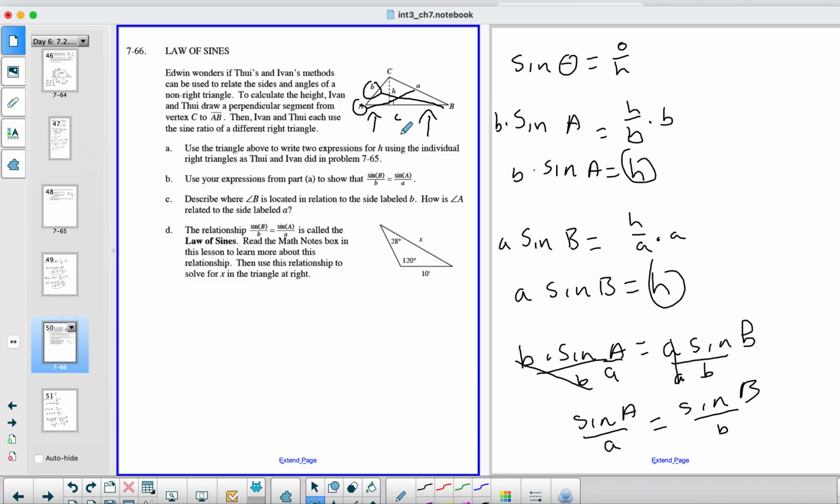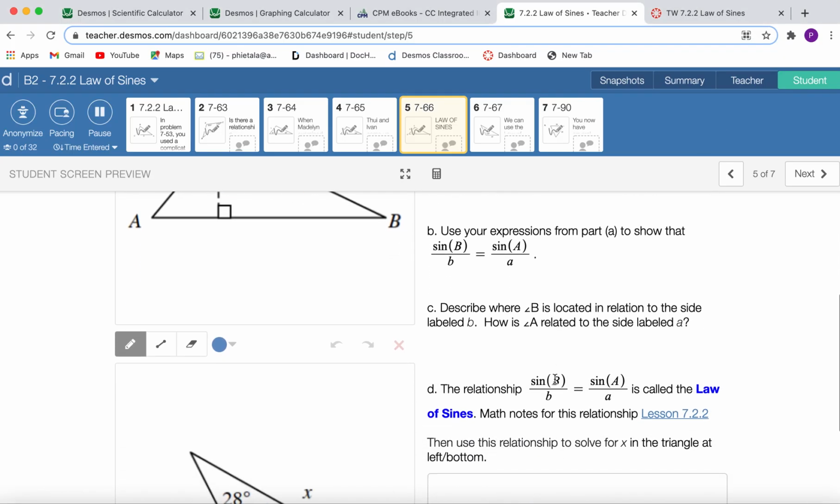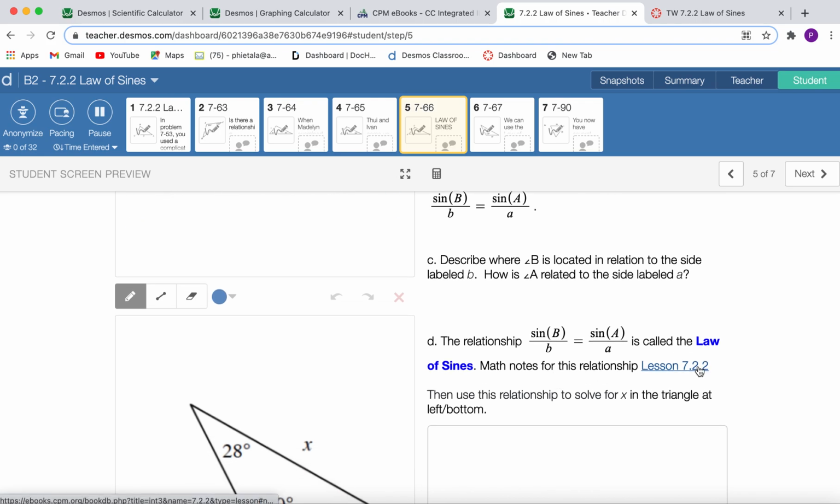Okay, in your math note box for 722, you can read more about this. I put a link up in your notes here. If you click on that, it'll bring you right to your textbook 722.